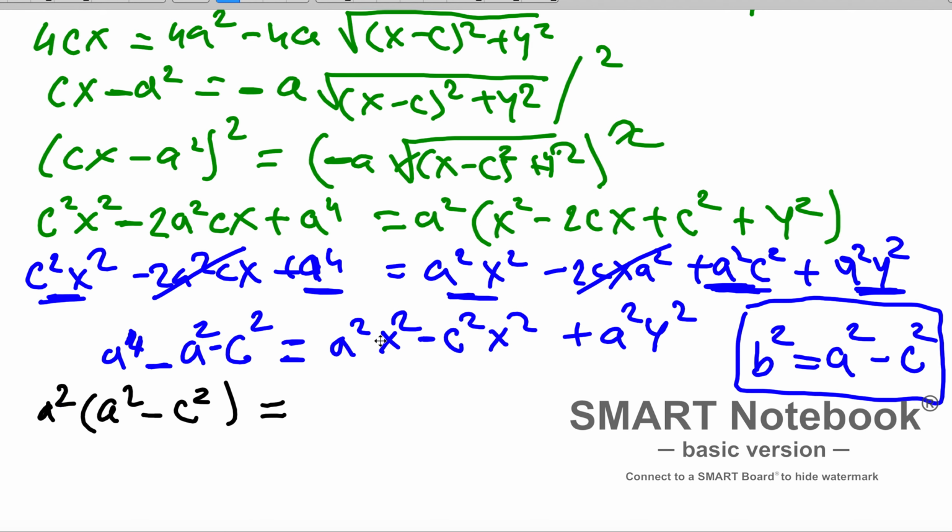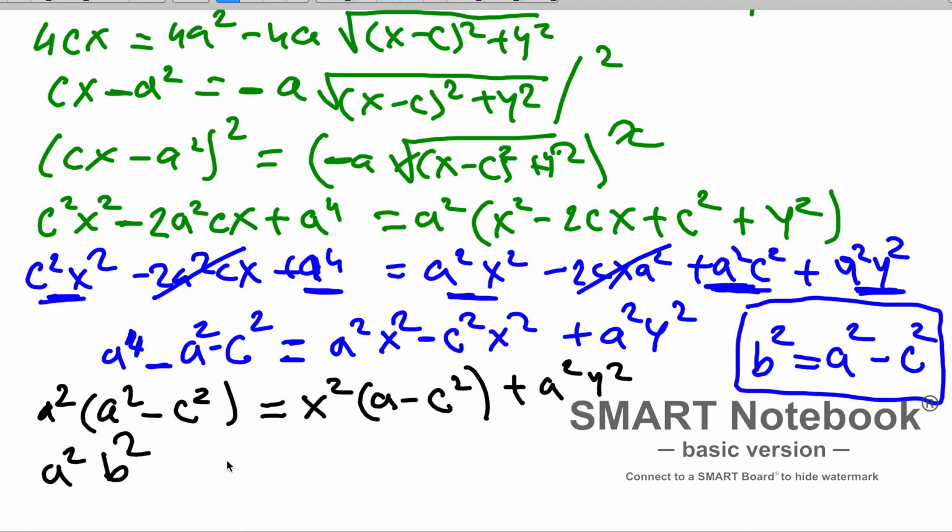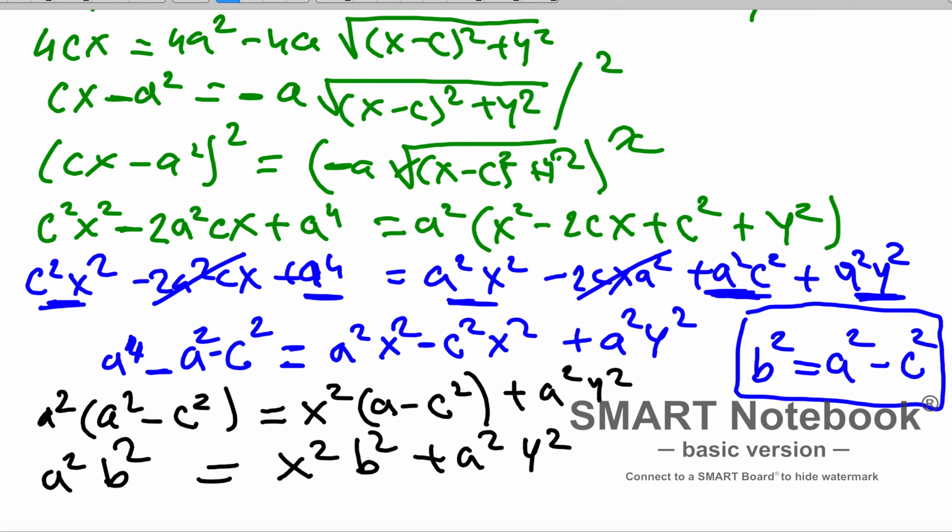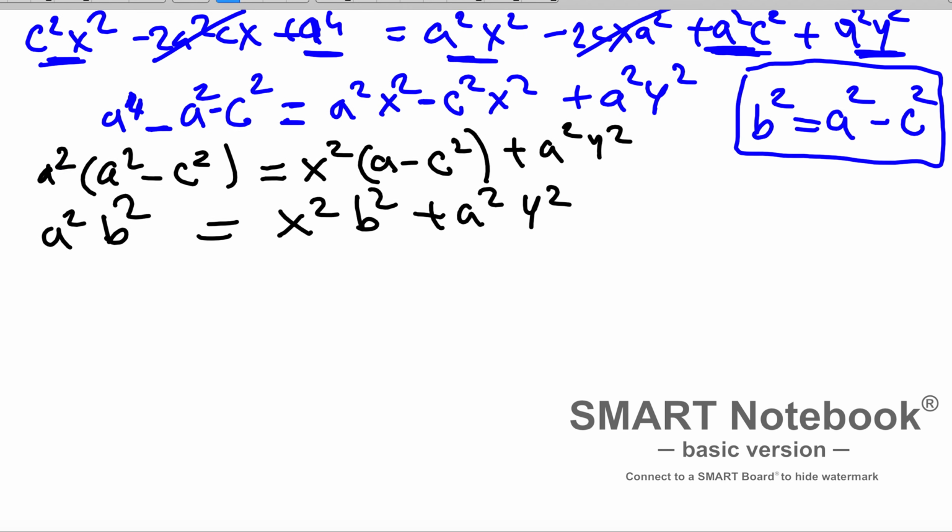On the other hand, here I have x squared, so this x squared I'm going to do with a squared minus c squared, and I have plus a squared y squared. But now, whenever I have a squared minus c squared, I'm going to replace it by b squared. And on this side, it's going to be a squared b squared is equal to x squared b squared plus a squared y squared. Now this is the last step. I'm near the end here, but let me go a little bit further.